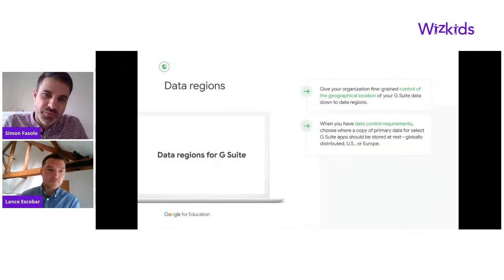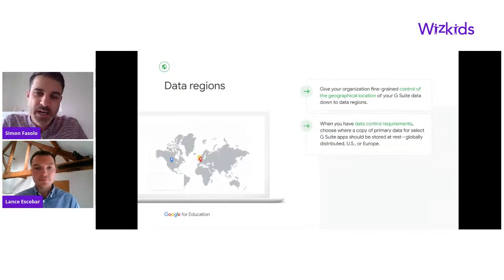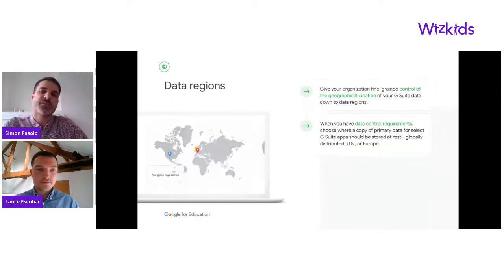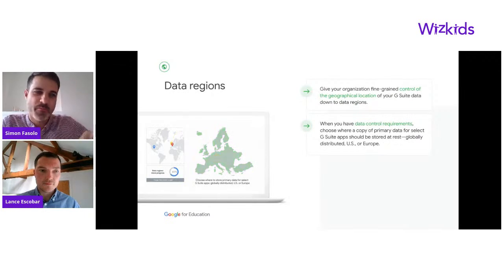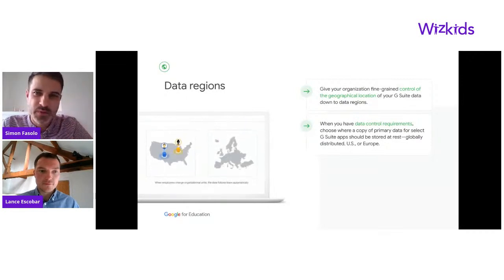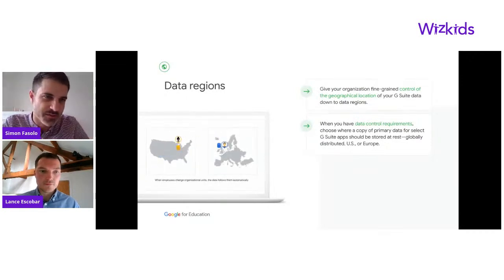Moving right along, I'll just briefly mention data regions here. Data regions is an option, really. First of all, I'll call out that this option isn't required. You don't require data regions to be GDPR compliant. You're GDPR compliant under the terms of service within G Suite already. Data regions is an option.